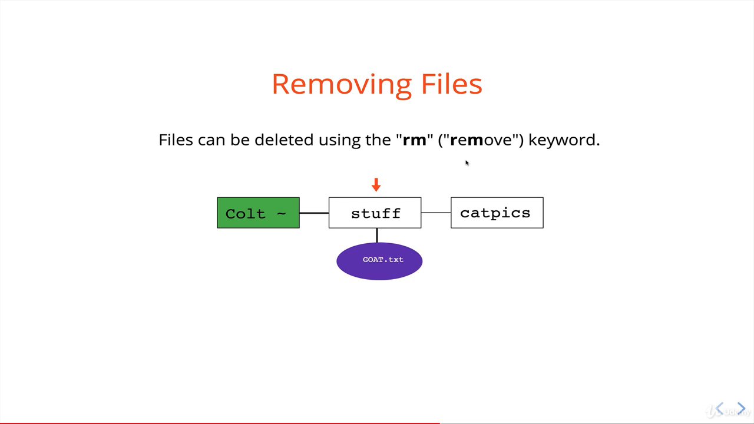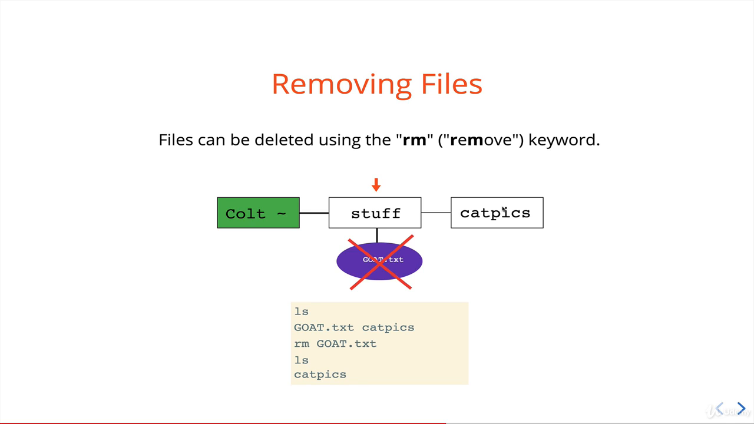It's a little trickier. So to delete a file, it's just rm space the name of a file. So in this case, inside of stuff, I type ls. There's goat.txt and catpics. If I want to remove goat.txt, it's just rm goat.txt. And now if I type ls, it's gone. And all that's left is catpics.